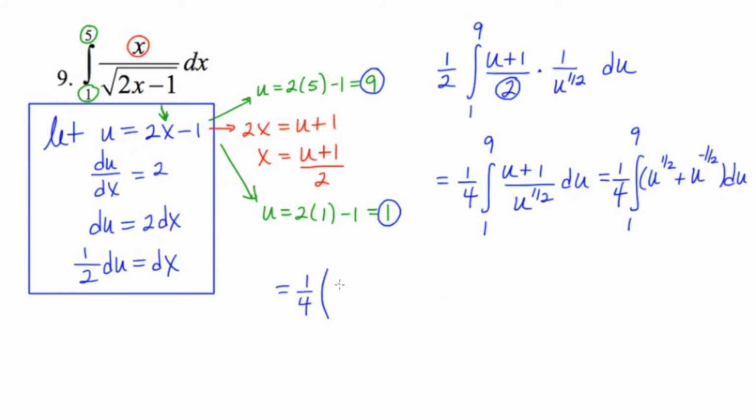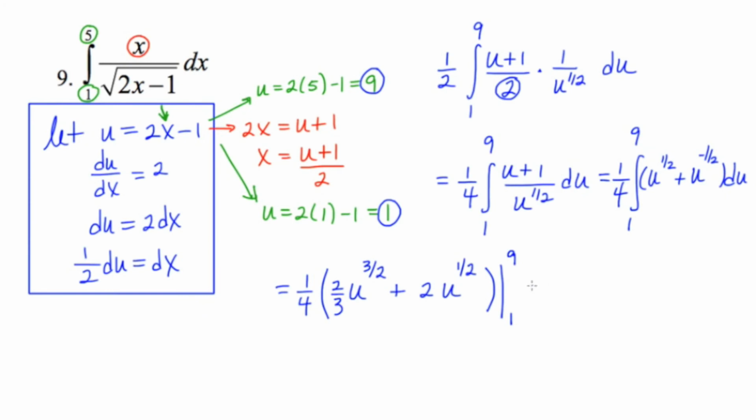Now we'll take the antiderivative. I'll leave some space. The power of 1/2 becomes 3/2. We'll multiply by the reciprocal 2/3. I'll leave some space. The power of negative 1/2 becomes 1/2, the reciprocal of which is 2. And then we've got our bar here. We're going to go from 1 to 9.